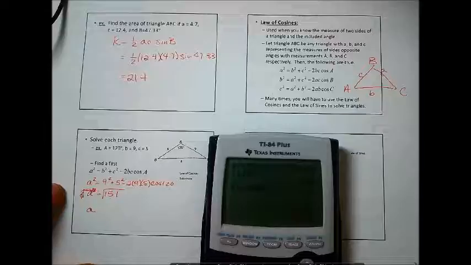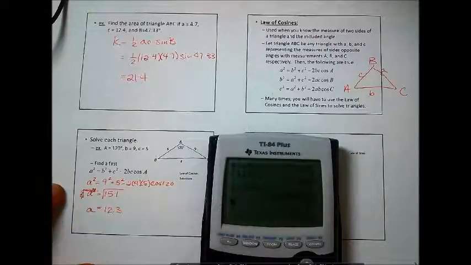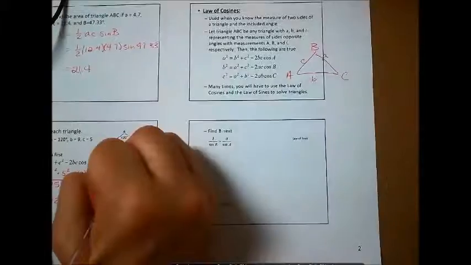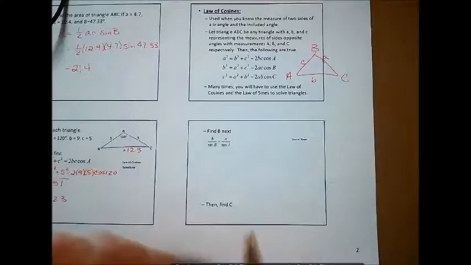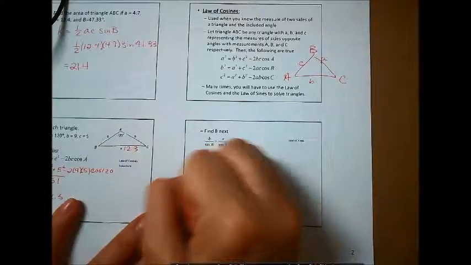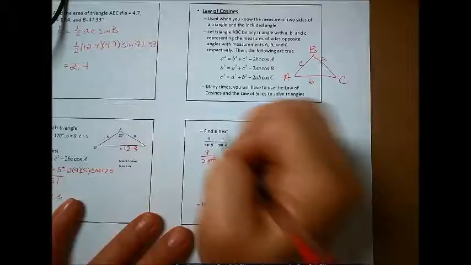So then we take that 12.3 for this side length, and we can find b next. So little b is 9. We don't know capital B. And that will equal 12.3 over the sine of 120.